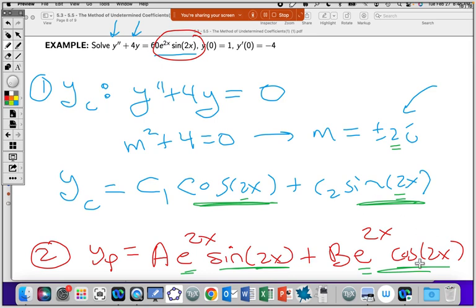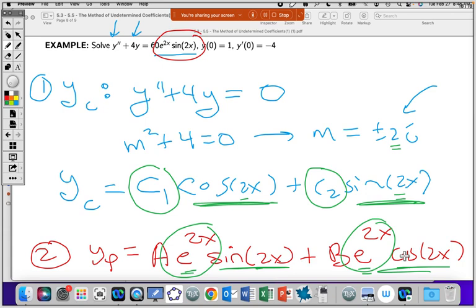You follow? Because to be part of the complementary solution, the C1 and C2 are constants. So if I stuff these in, these are not constants. You follow? So these are linearly independent pieces. So there's no duplication. I can just plug these in into the left-hand side, set it equal to the right-hand side, and get my particular solution.